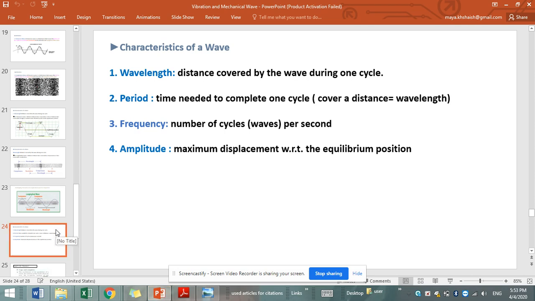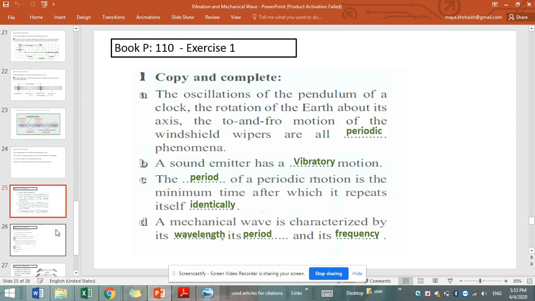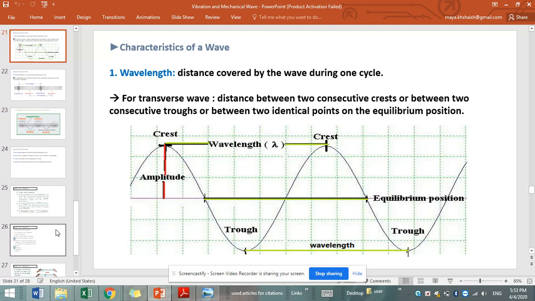Okay, moving to the other characteristics of a wave other than the wavelength, there is the period, the frequency, and the amplitude. The period is the time needed to complete one cycle or to cover a distance which is equal to the wavelength. Frequency is the number of cycles per second, and amplitude is the maximum displacement with respect to the equilibrium position.